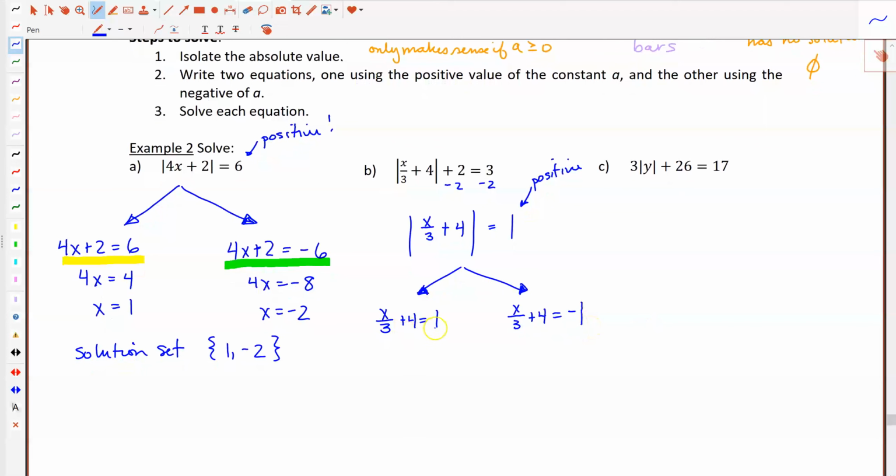For the first case, subtract 4 from both sides. We'll have x over 3 is equal to negative 3. Multiply both sides by 3. We get x is equal to negative 9. In the second case, we'll subtract 4 from both sides, so x over 3 is equal to negative 5. We multiply both sides by 3, we'll get x is equal to negative 15. All right, so my solution set is negative 9, negative 15.